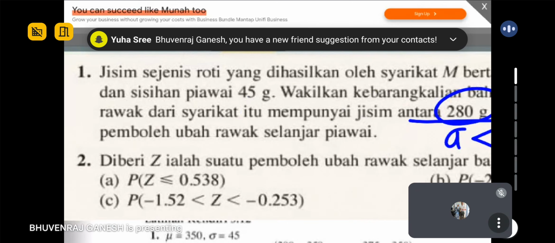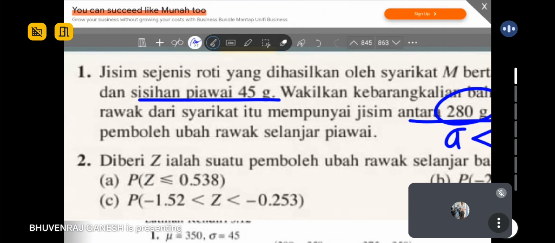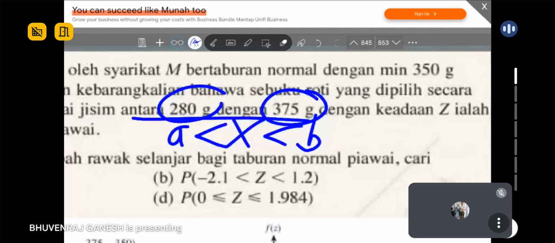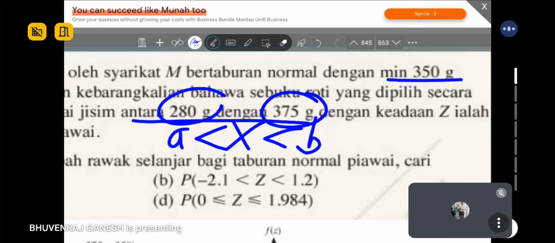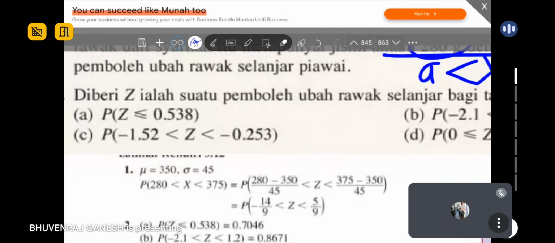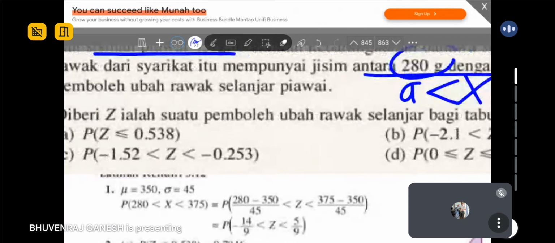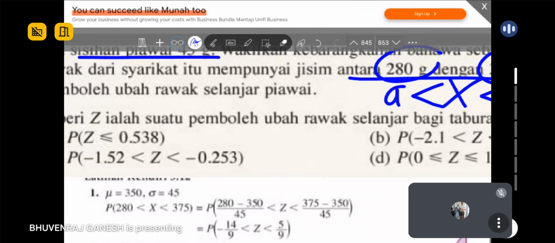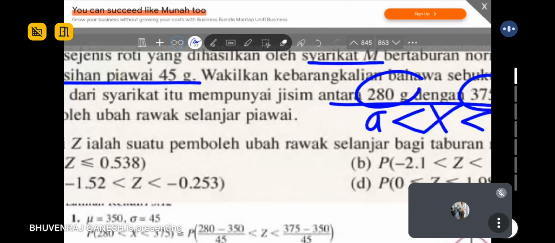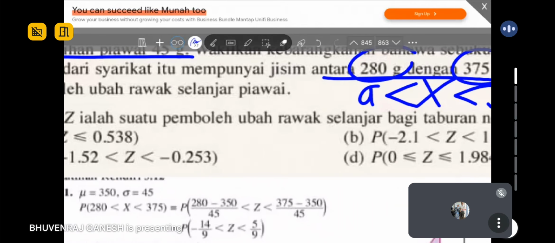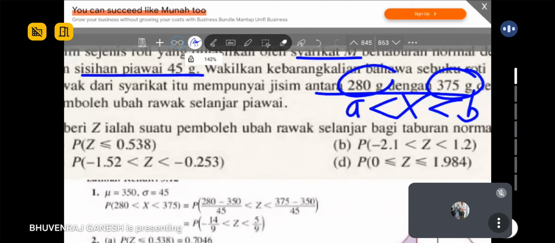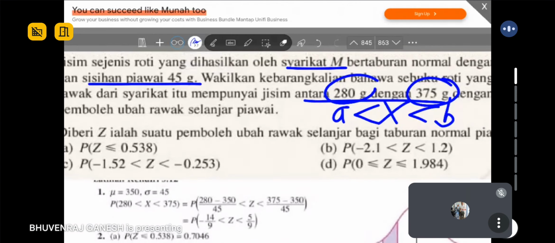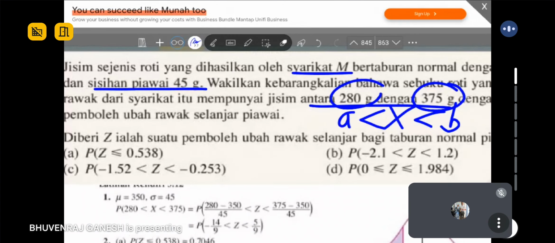Okay, so you follow the question. Standard deviation 45, sisian piawai 45, and the mean is 350. So you just use your formula: X minus mean over standard deviation. So you will get the answer like this. You no need to find the value because the question asks you to represent the probability. Wakilkan kebarangkalian. So kamu henti kat situ. Alright, boleh faham, guys? Soalan 1, very clear on it. This is the basic lah.